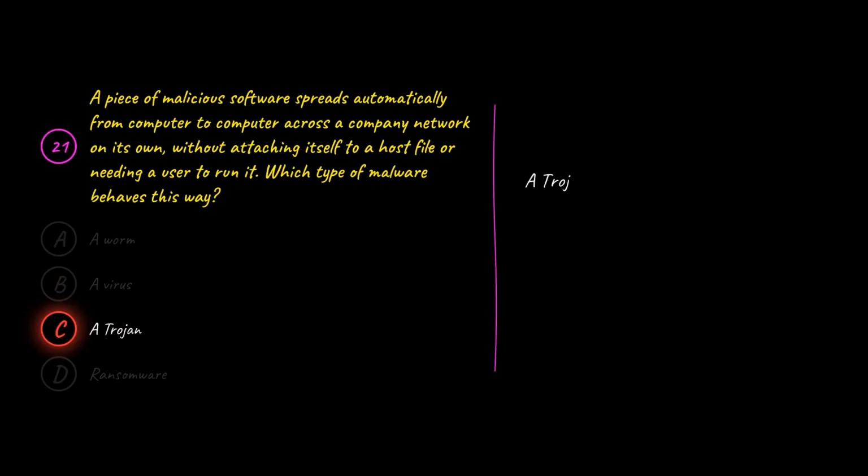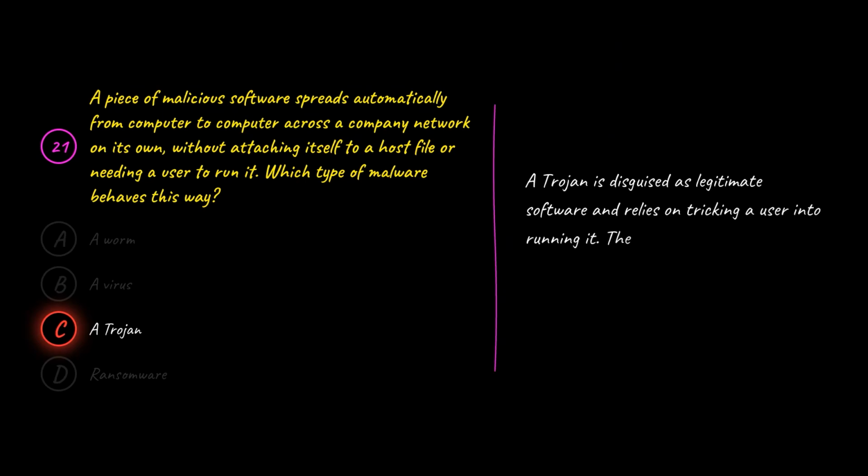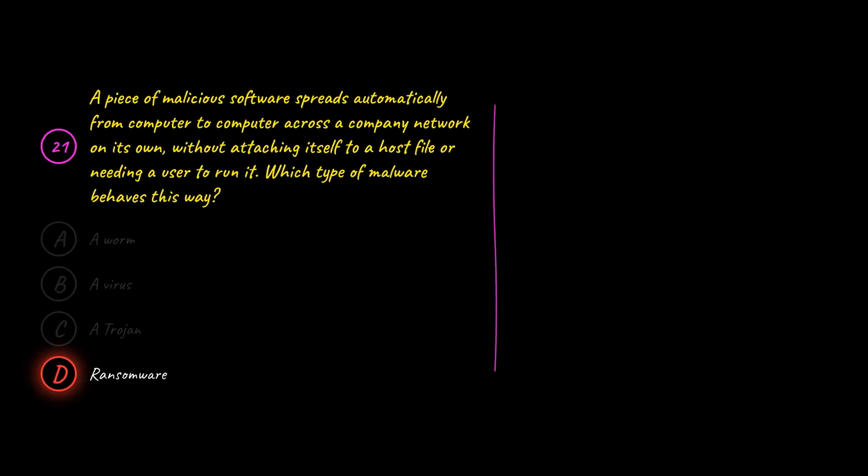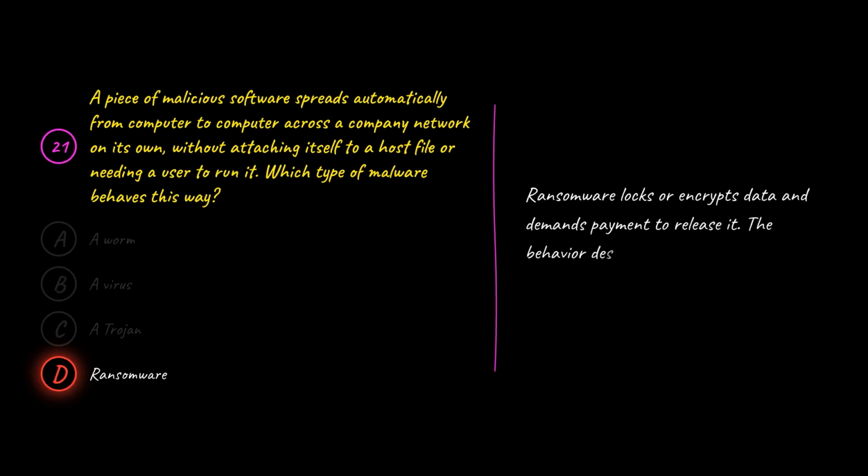C is wrong because a Trojan is disguised as legitimate software and relies on tricking a user into running it. The malware here spreads automatically without user action, so it is not a Trojan. D is wrong because ransomware locks or encrypts data and demands payment to release it. The behavior described is automatic spreading, not extortion, so it is a worm.